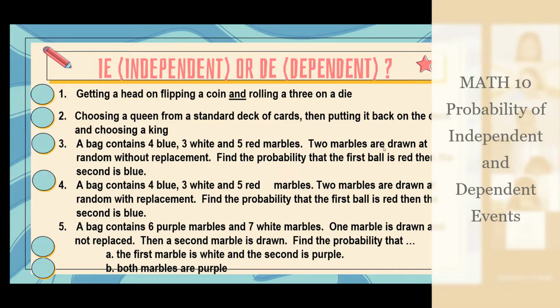Okay, time is up. Check your own answer. Sige. So, number 1, Sharifa, what is your answer? Independent. It's obvious because the two events are different. One is a coin, another is a die. So they are not the same. Getting a head on flipping a coin will not affect rolling number 3 on a die. So, it's independent.